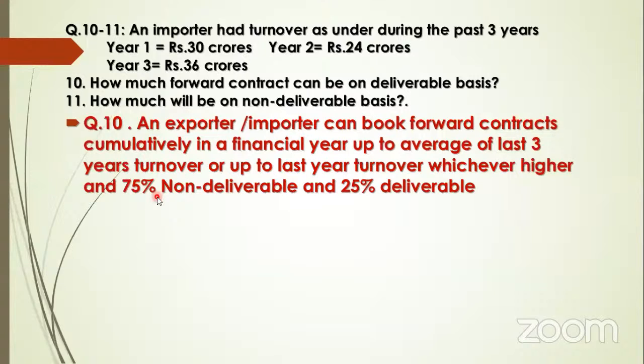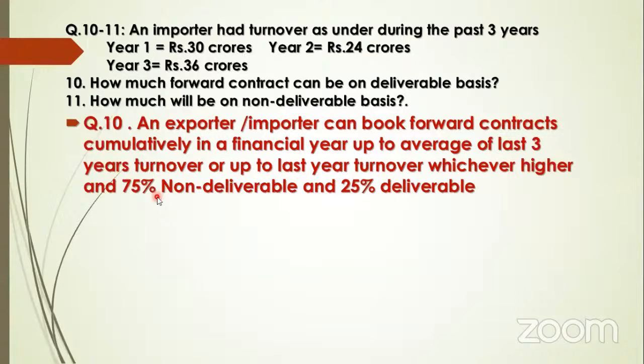You need not ask where is the export order, where is the import order. No, because he's already an exporter or importer in your bank. So without asking for documentary proof, based on the past performance, this is a question they will frame like this: based on past performance, how much forward contract can you book? This is the question they are asking.